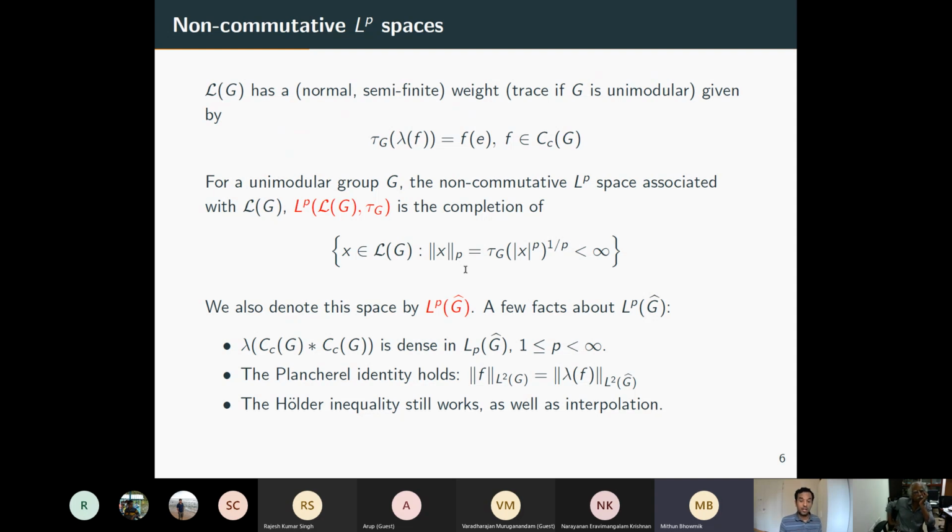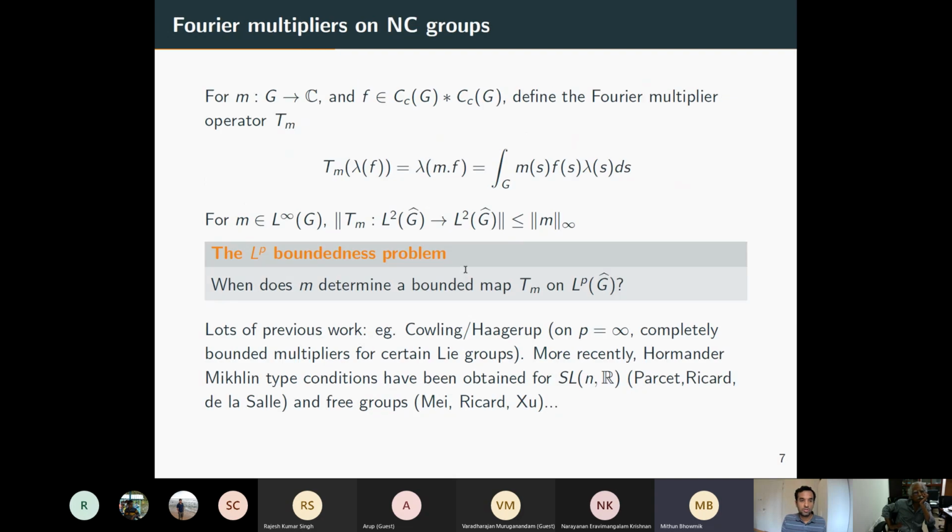And you have a Plancherel identity as before, that the L2 norm of a function and the L2 norm of its Fourier transform are equal. And you have a Holder inequality, and you can do interpolation just like you can do it for regular LP spaces. So everything is nice. These are good candidates to talk about Fourier multipliers.